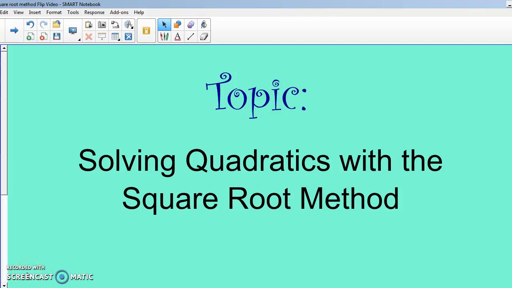Hey guys, our topic for this video is going to be solving quadratics using the square root method. So this is going to be our third method for solving quadratic functions. We have solving by factoring, solving by the quadratic formula, and now solving by using the square root method.